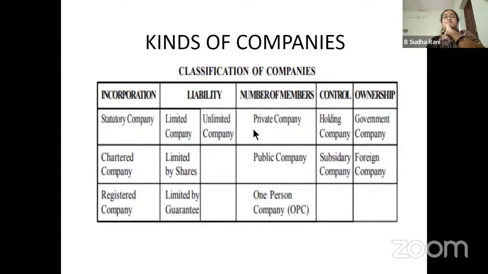Companies are classified on the basis of number of members into private company, public company, and one-person company. As per the 2013 Act, this one-person company came into existence for startups. Next, based on control, we have holding and subsidiary companies. Then based on ownership, government and foreign companies. Let us see each of these companies in detail.